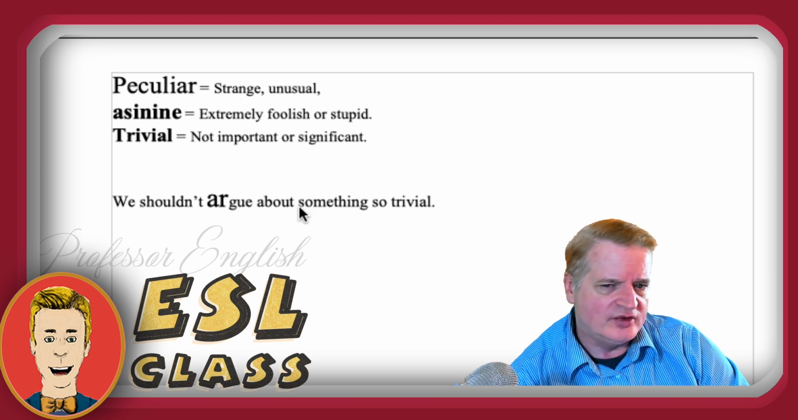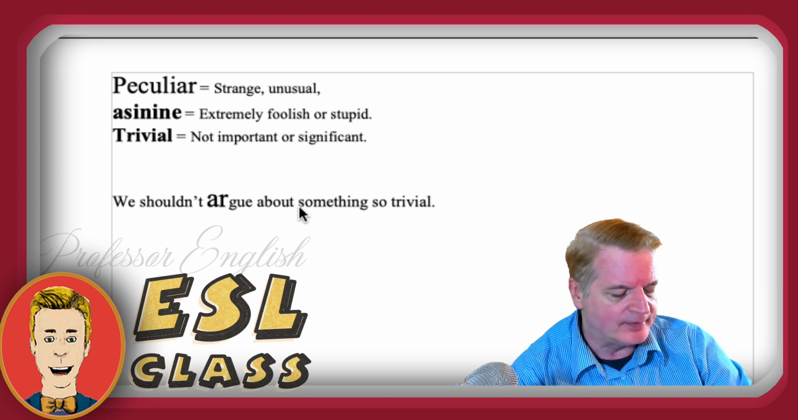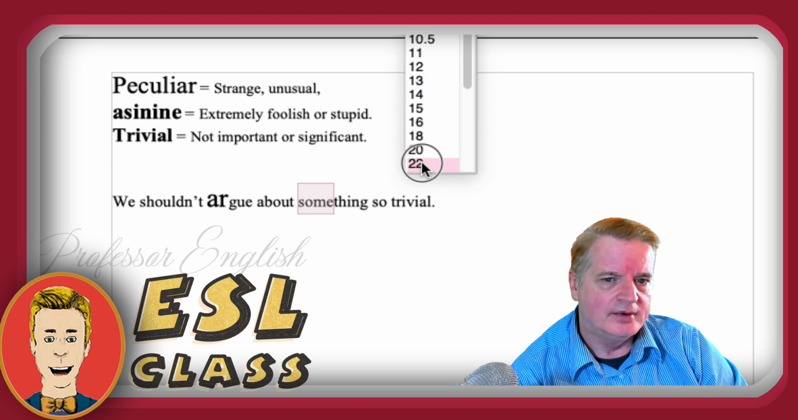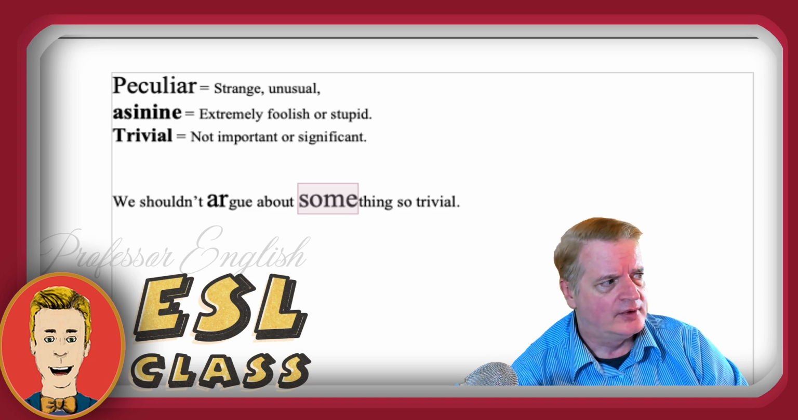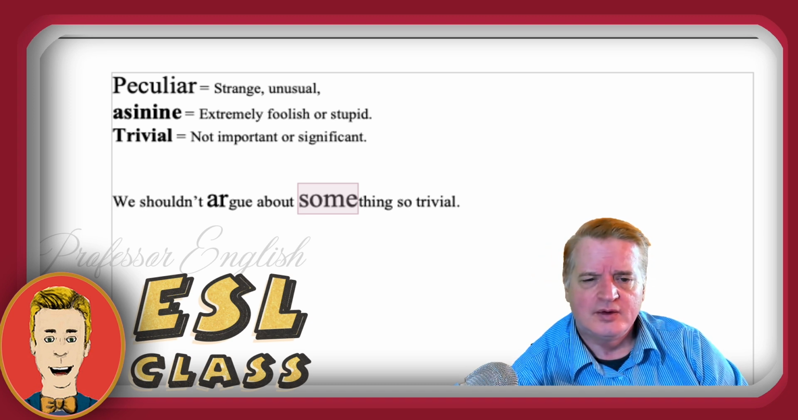Which syllable in the word something, or which word would get the emphasis? Some or thing? Some. That's right. When you have two words together, it's almost always going to be the first word that will get the emphasis. We shouldn't argue about something. We shouldn't argue about something.